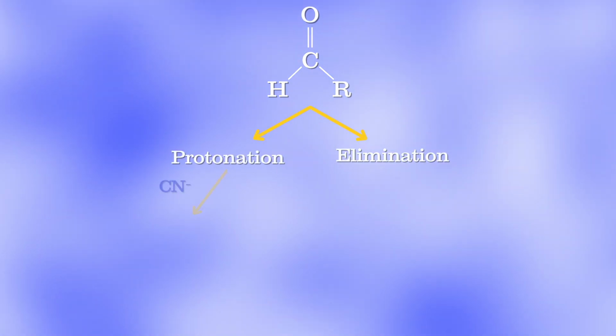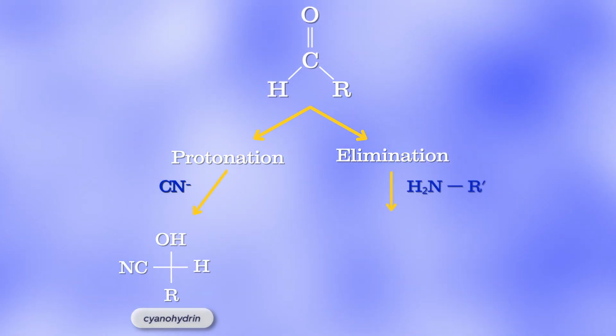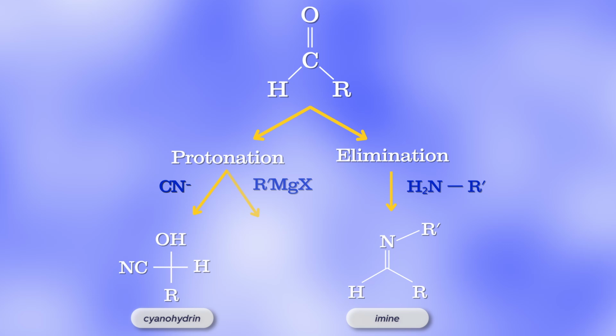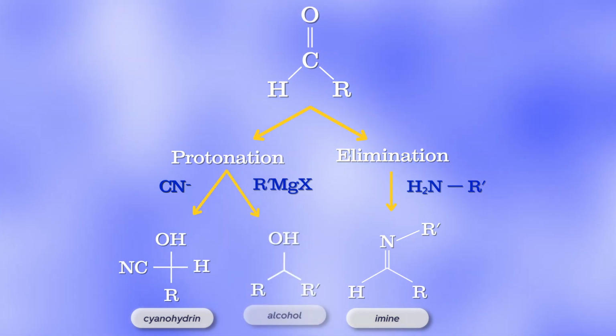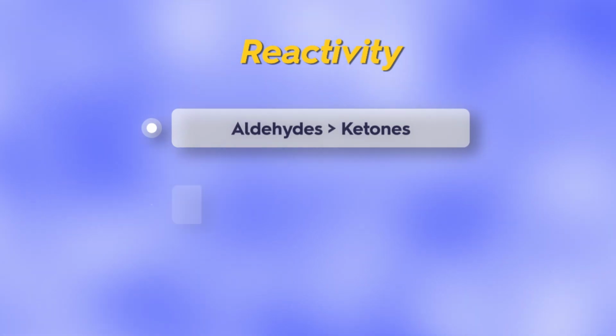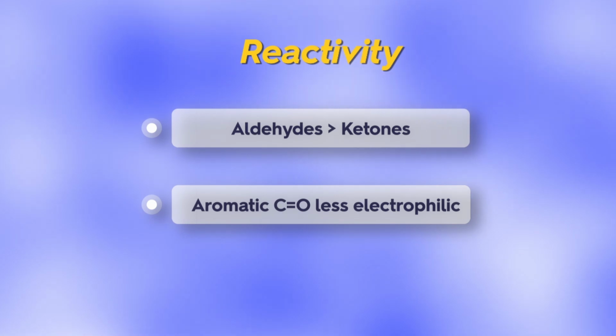That's why cyanide plus acid yields a cyanohydrin. An amine under acid gives an imine via loss of water, and a Grignard, followed by workup, gives an alcohol. As for reactivity, aldehydes react faster than ketones, while aromatic carbonyls are often less electrophilic due to resonance.